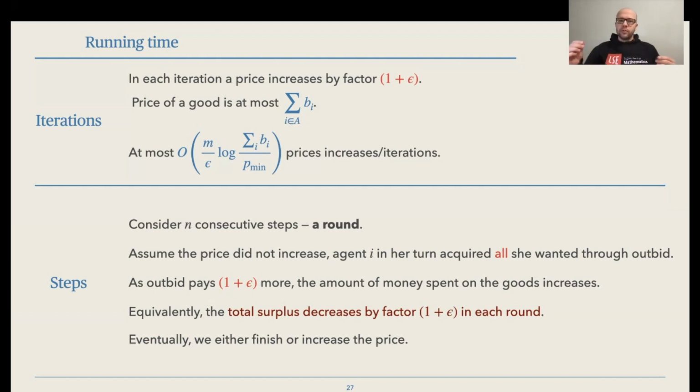Within a round, you can think that all of these agents had some total surplus. And because the price increase did not happen in this round, that means that the total surplus was used for the outbid. It means that the total surplus decreased by a factor of 1 plus epsilon in each round. Therefore, you can get a bound on how many rounds you can have before you either finish or the price increase happens. And this is used to get the running time. I will not state it here anymore. This is just to get the idea of how to analyze it. So this gives you some idea how the algorithm works and what the running time is.